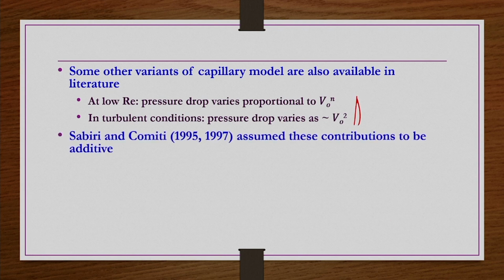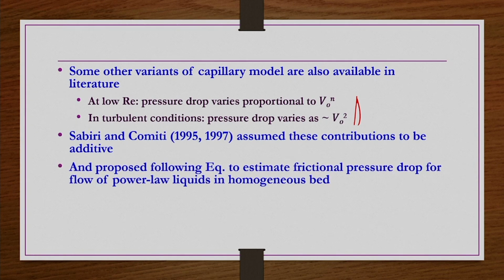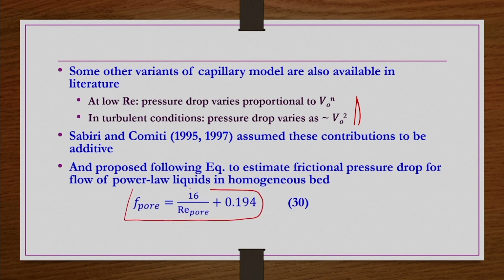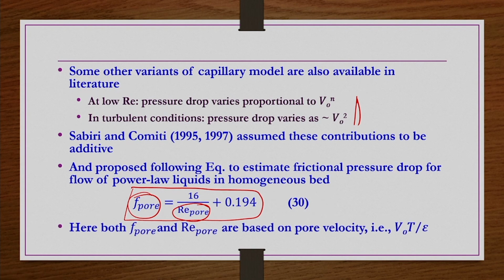Sabiri and committee assumed these contributions, low and high Reynolds number cases, are additive and then proposed the following correlation. The proposed F4 is equal to 16 by Re4 plus 0.194. The constants are different, the Reynolds number definition is different, and the F definition is also very different according to them. How are they different? That we are going to see, but they are defined based on the interstitial or pore velocity. So, REPL that we know, we are now trying to define what is that F4 and RE4, right.